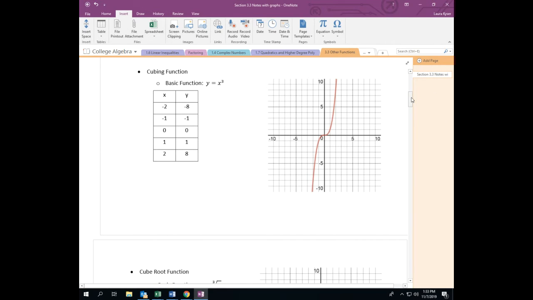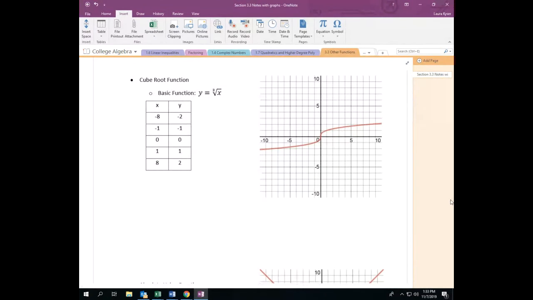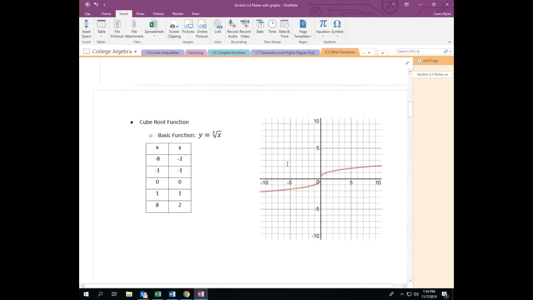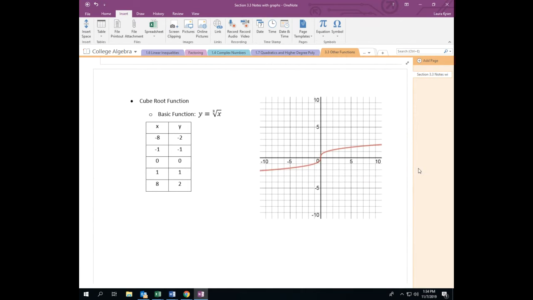We also have the cube root function, which is y equals the cube root of x. And again, this time I purposely picked perfect cube roots so that we could get nice integers here, but it looks very similar to the cube function. It's just kind of tilted over on its side here.